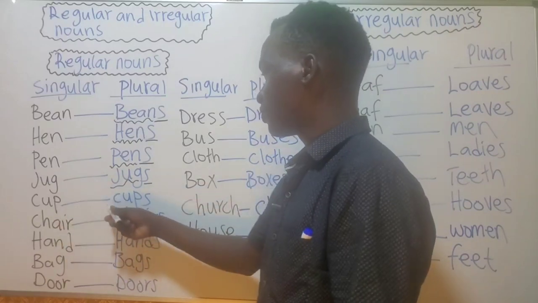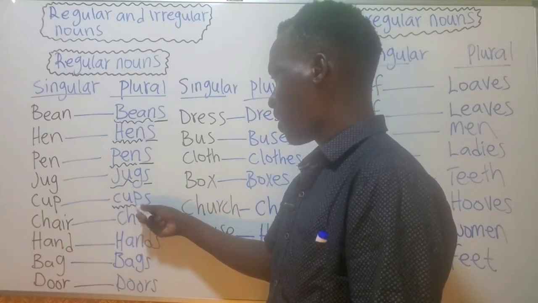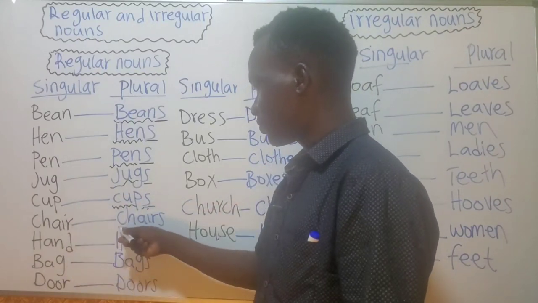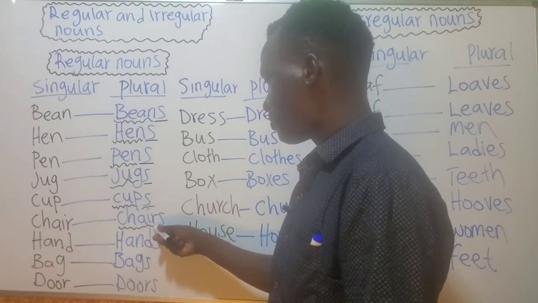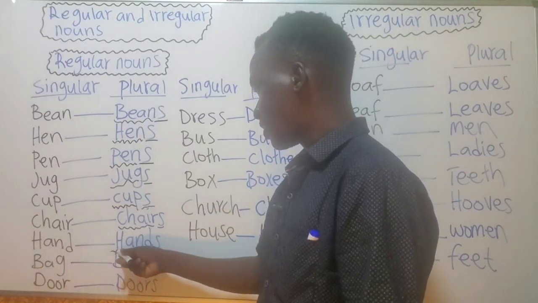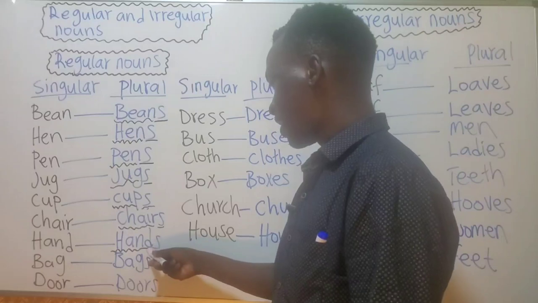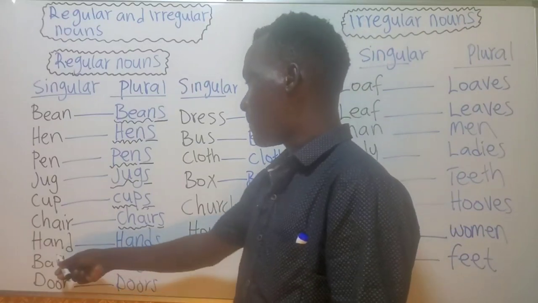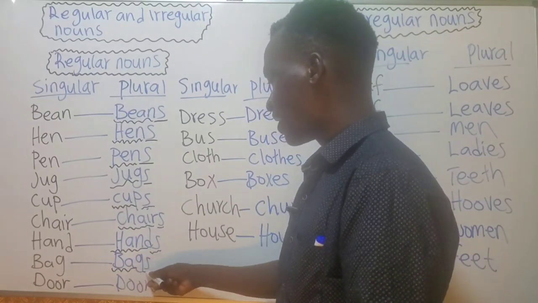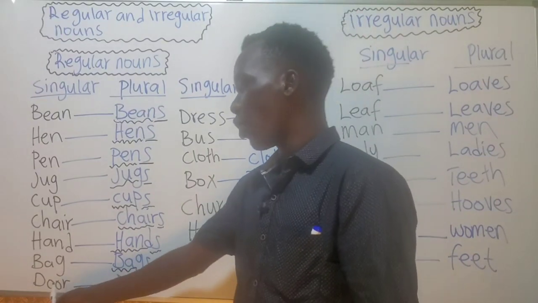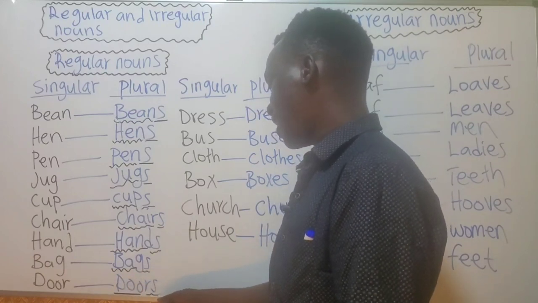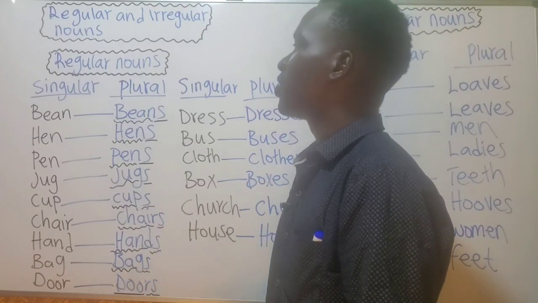Cup, cup remains, and then you add S. Chair, chair remains, then you add S. Hand, hand remains, and then you add S. Bag, bag remains, then you add S. Door, door remains, and then you add S. Yes, so let us read.